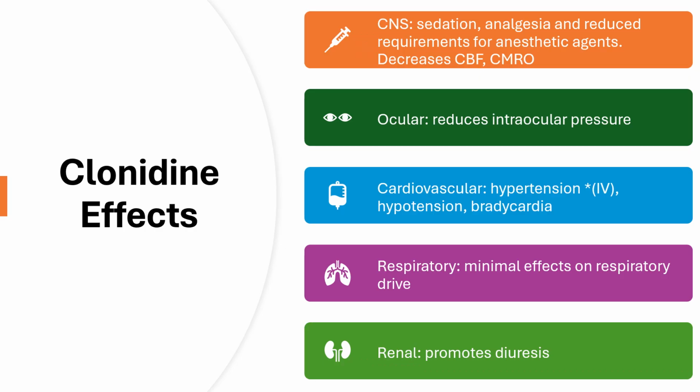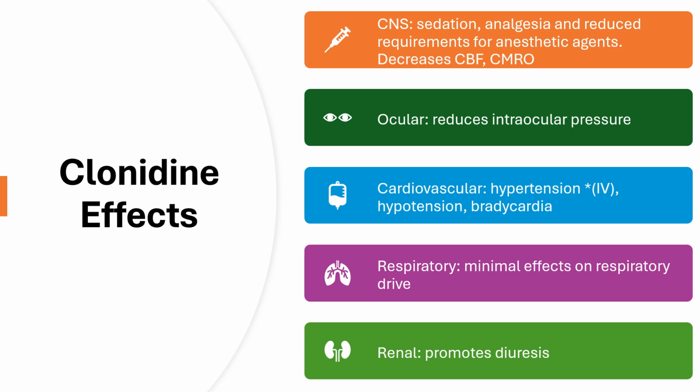Let's go through some of the expected effects of clonidine administration. At the level of the CNS, it leads to sedation, analgesia, and it reduces the requirements of anesthetic agents. It also decreases cerebral blood flow and cerebral metabolic rate. At the ocular level, it reduces intraocular pressure.